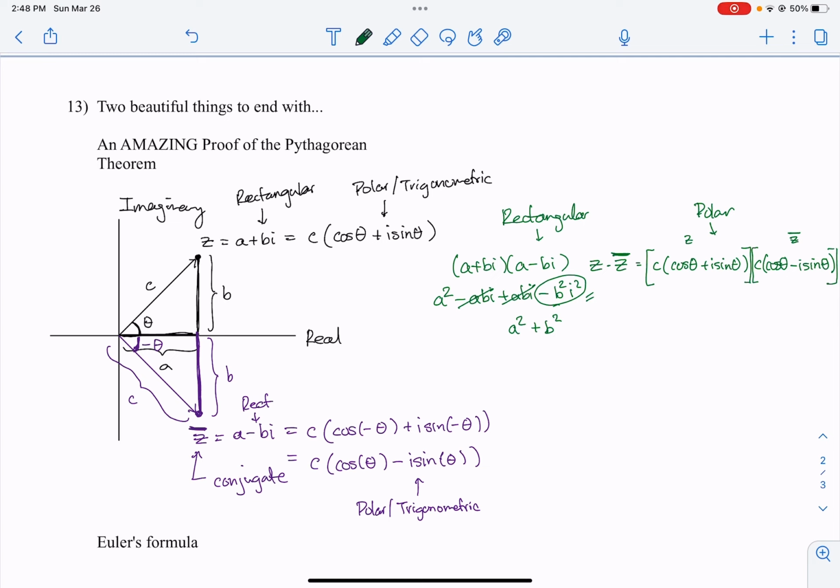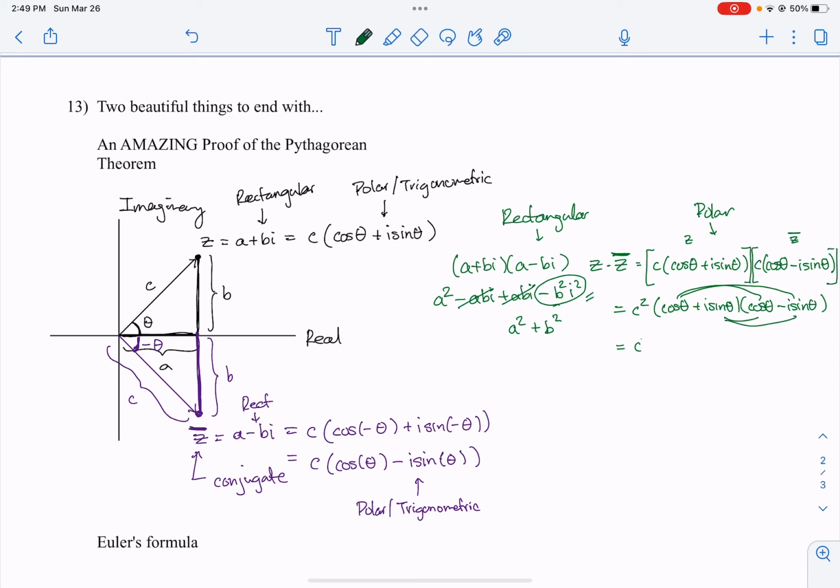All right, let's go ahead and multiply these out. I'm going to collect the c terms in front. c times c is c squared. And then I have cosine theta plus i sine theta times cosine theta minus i sine theta. And this is where it gets really good. So let's distribute out these parentheses.